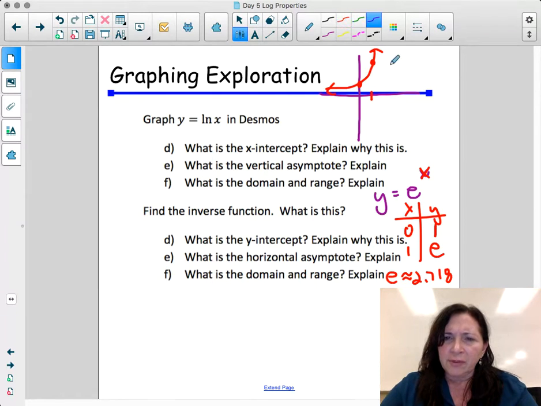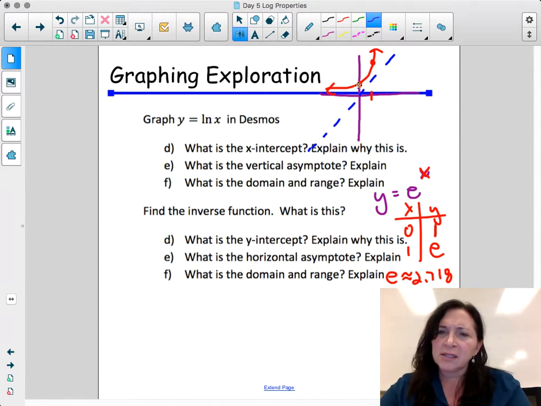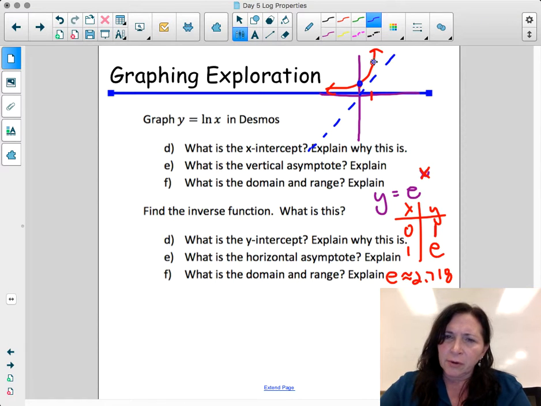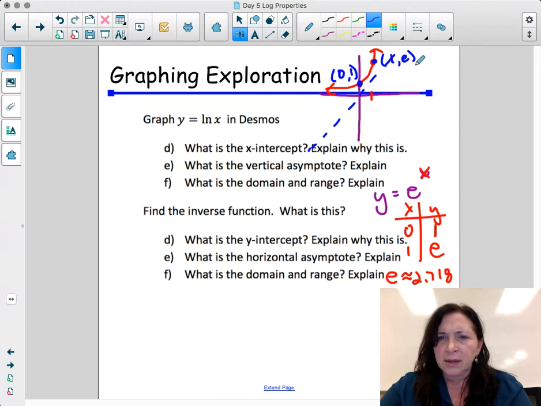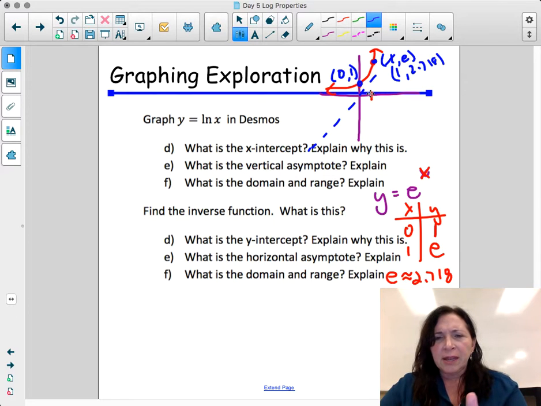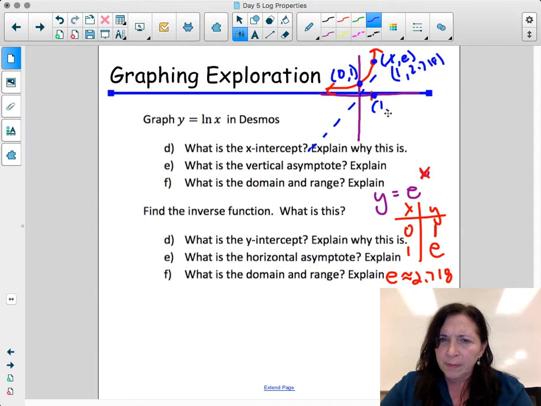Now, to find the inverse of this, of course, I can flip my x and y. Another way is to flip over the y equals x axis. I think the easiest thing for everybody to do is just to go, well, that's 0, 1, and this point is 1, comma e, and e, remember, is 1, comma 2.718. If you find the inverse of the points, instead of 0, 1, this will be 1, 0. And instead of 1, comma 2.718, it'll be 2.718, comma 1. And so this graph will do this.